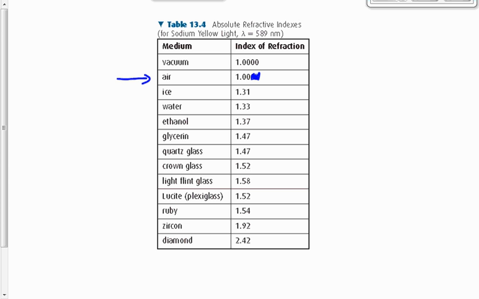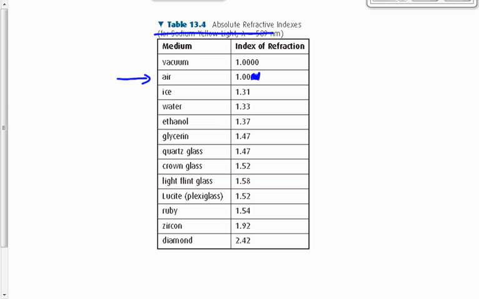What I also want you to notice here is that we're told that these are the refractive indices for sodium yellow light of wavelength 589 nanometers. Why do they specify that? Why don't they just say it's the refractive indices or the index of refraction? Tristan?